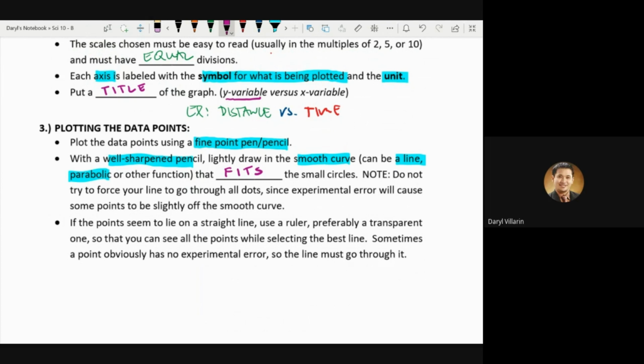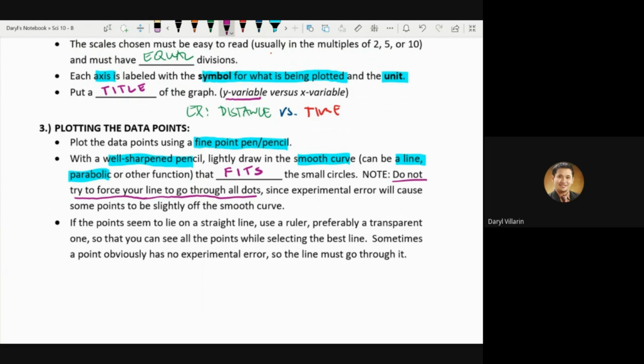If the data points form a parabola, then draw a parabola. So make sure that you don't need to try to force your line to go through all the dots. And that is to be expected if you're doing certain experiments, because in experiments you will have certain errors, and that's fine.